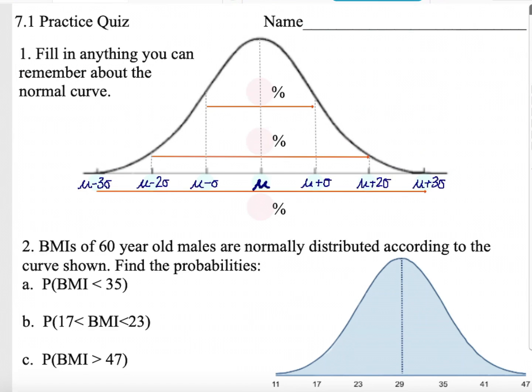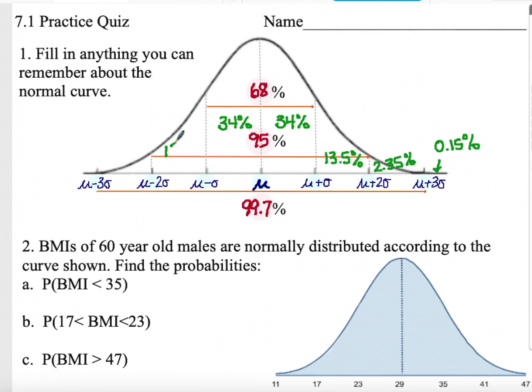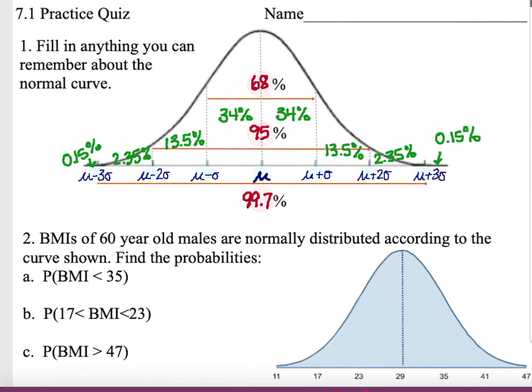The empirical rule gave us the probabilities of 68%, 95%, and 99.7%. But even more useful is probably labeling each of these little segments in the normal curve. And then we can find probabilities using those numbers.